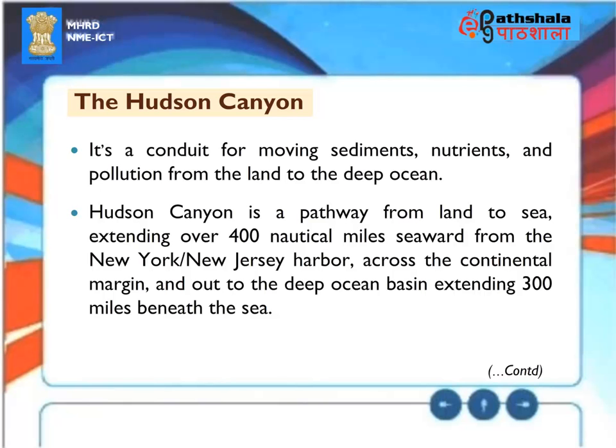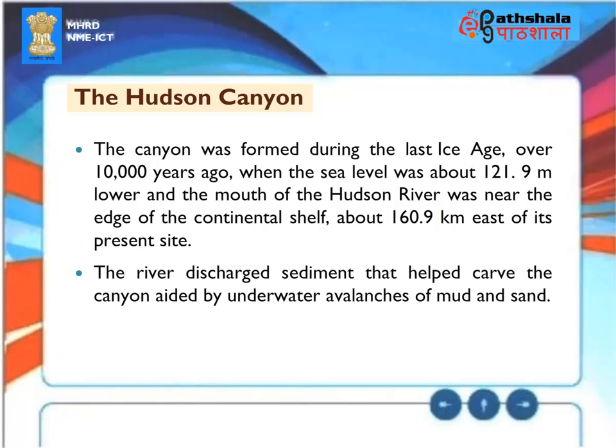Hudson Canyon is a pathway from land to sea, extending over 400 nautical miles seaward from the New York, New Jersey harbor, across the continental margin, and out to the deep ocean basin, extending 300 miles beneath the sea. The canyon was formed during the last ice age, over 10,000 years ago, when the sea level was about 121.9 meters lower and the mouth of the Hudson River was near the edge of the continental shelf, about 160.9 kilometers east of its present site. The river discharged sediment that helped carve the canyon, aided by underwater avalanches of mud and sand.